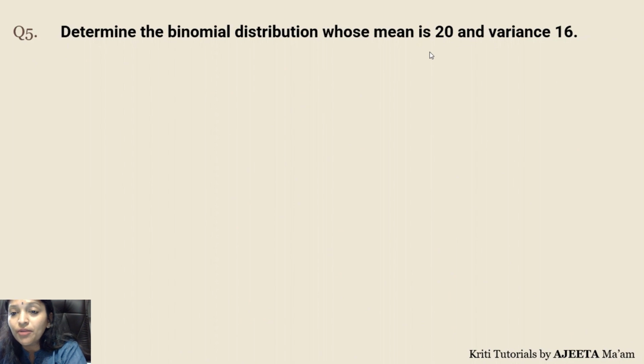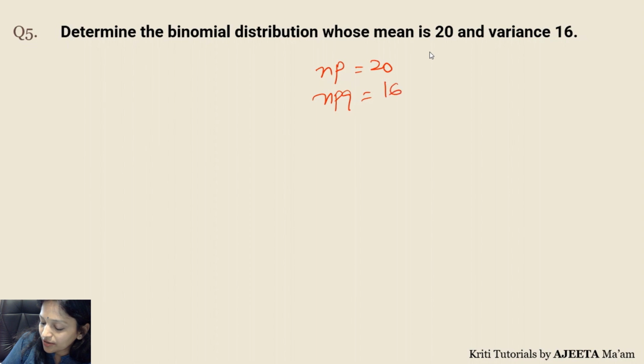Now here we have to determine the binomial distribution whose mean is 20 and variance is 16. Now I think this question is simpler for you all. So NP is 20, NPQ is 16, right? So let's put the value. So Q will come out to be 16 by 20, which is 4 by 5.